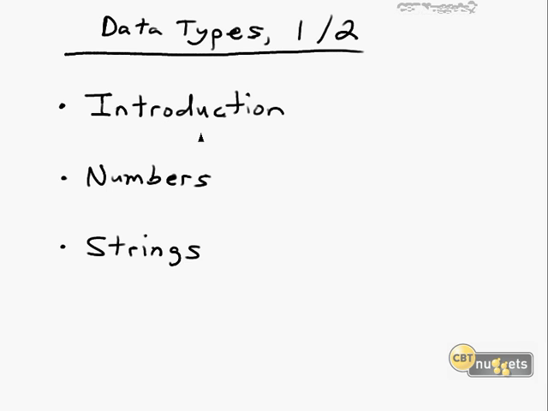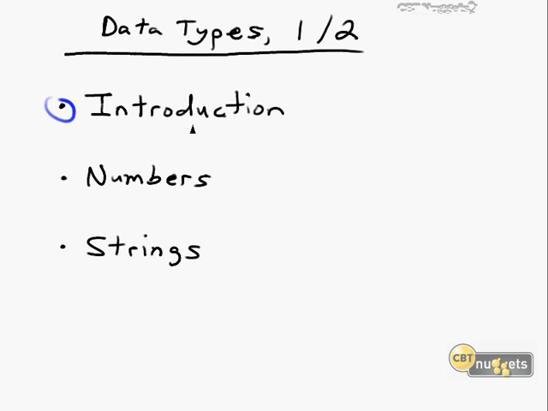Data types, part 1 of 2. In this nugget, we're going to introduce a fundamental construct in the Python language, and that is how data structures are represented. We're going to start at the very beginning, ground floor, and I'll gradually increase the level of complexity as we go on through this nugget and then the rest of the series.